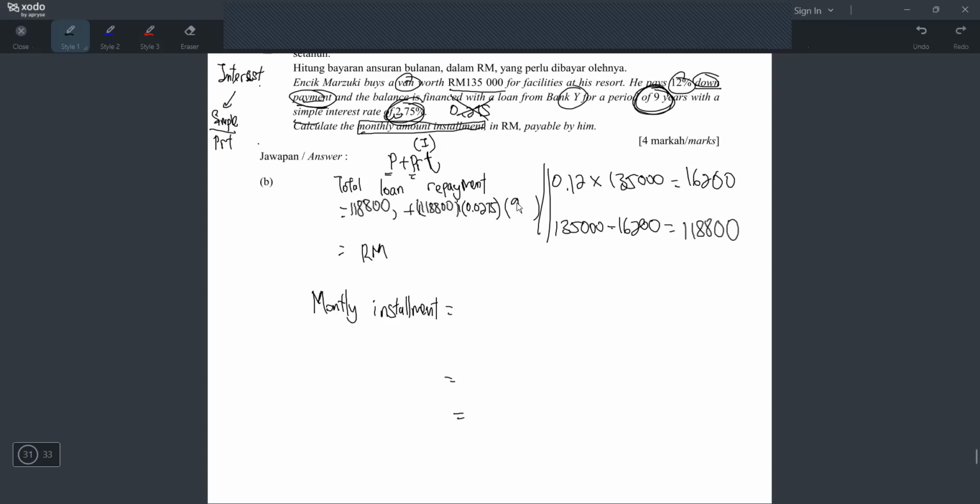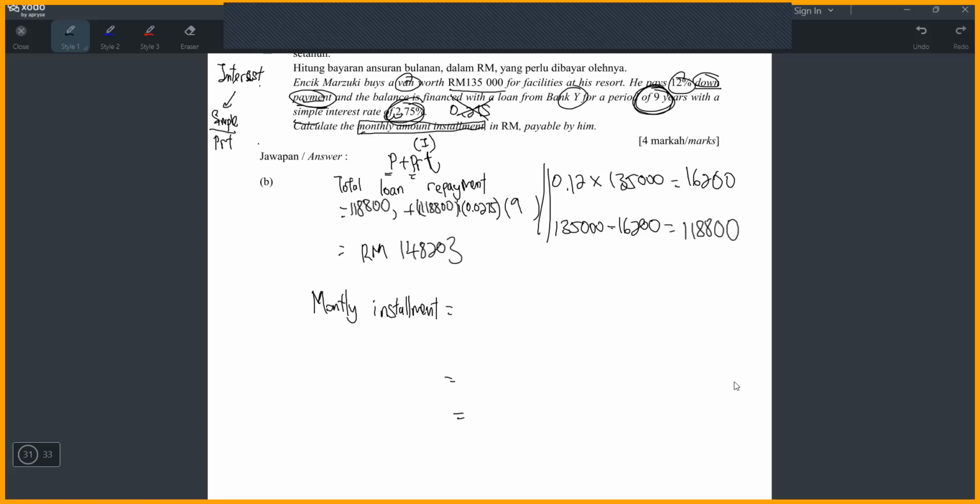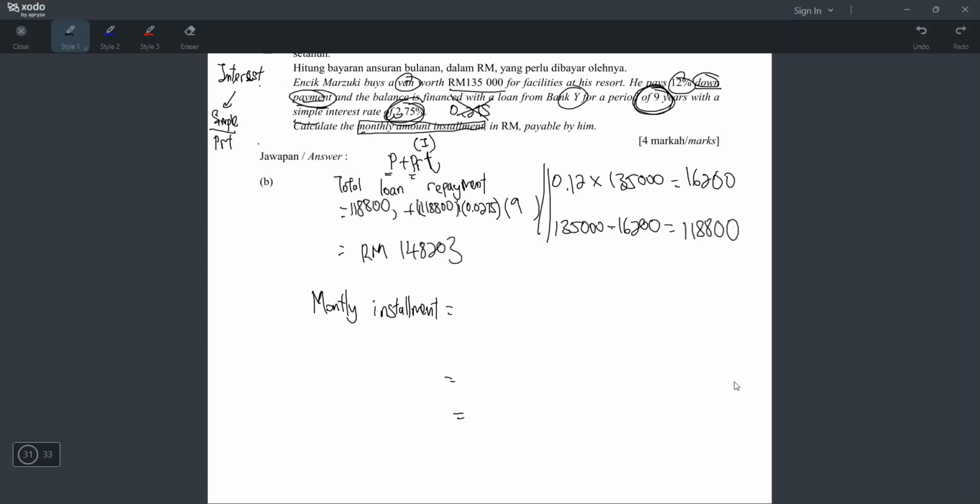So let's press all of this. 118800 times 0.0275 and then times 9 and then plus. Okay, 148203. And then later have to divide with the value, right? Wait, did I do it correctly this time, or did I do it wrong again? 135000 minus 16200 is 118800, and then plus 118800 times 0.0275 times 9. 148203, right?